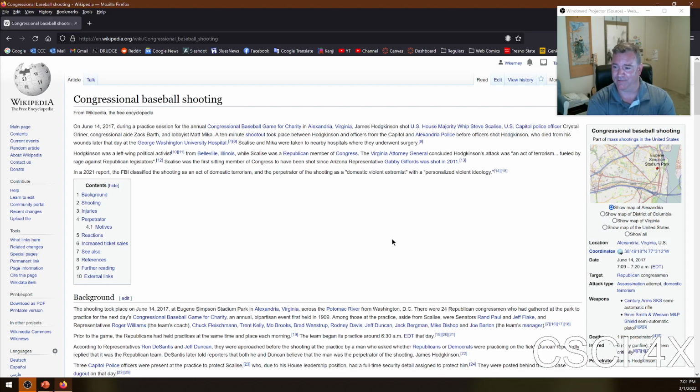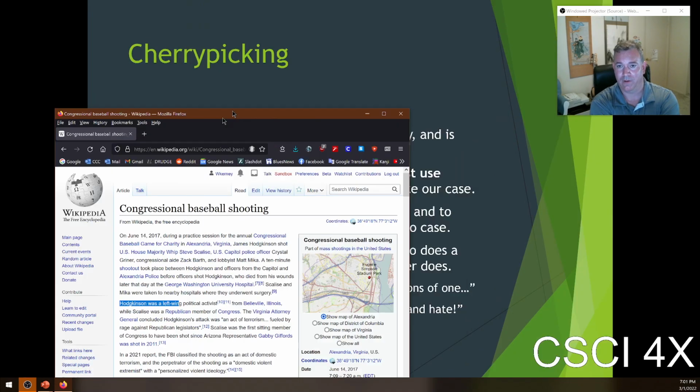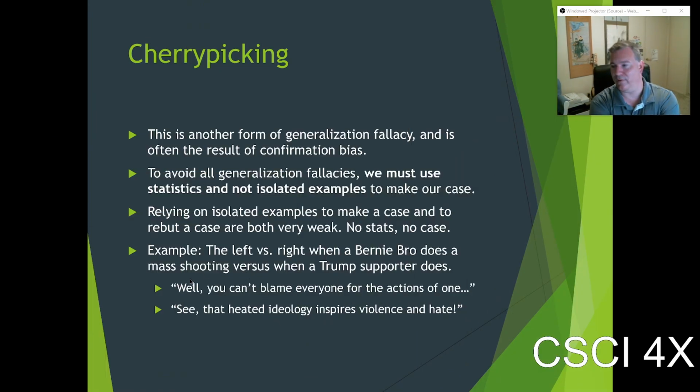Like, I don't know, it didn't seem to get much news coverage. The person was a left-wing political activist and was trying to kill a Republican. And if you look at the reaction to it from the left and from the right, it's very different, right? The left was like, well, you can't blame us for the actions of one person. And the right wing was like, see, that is emblematic of the Bernie Sanders supporters. They're all trying to murder us and things like that.